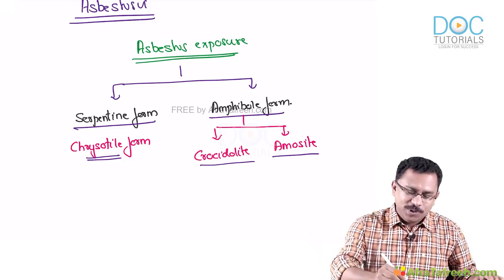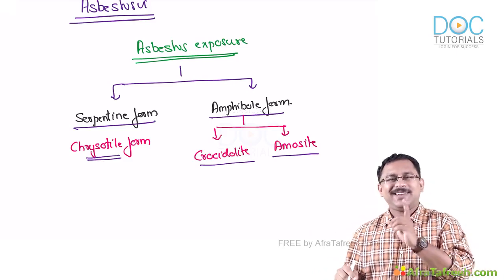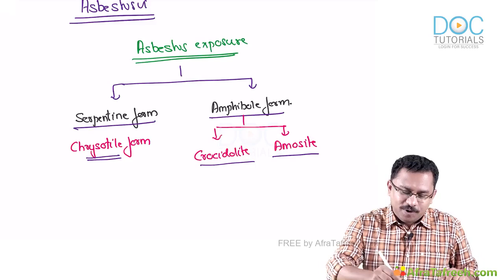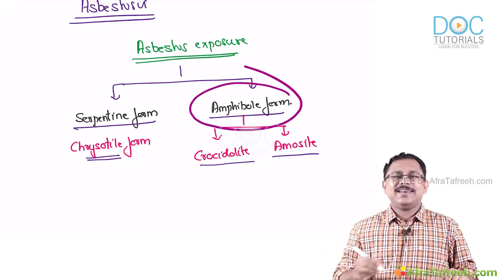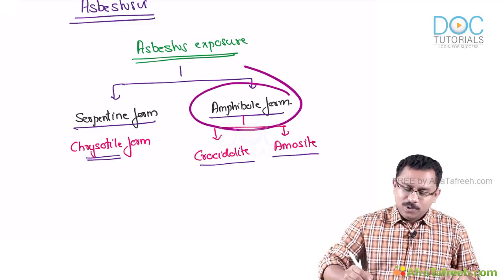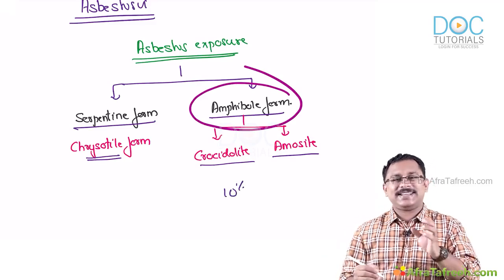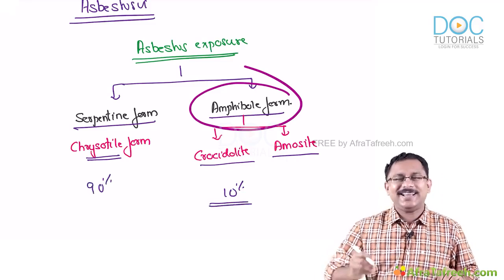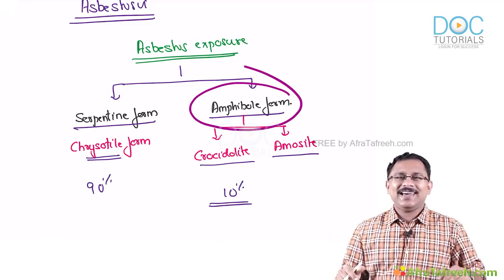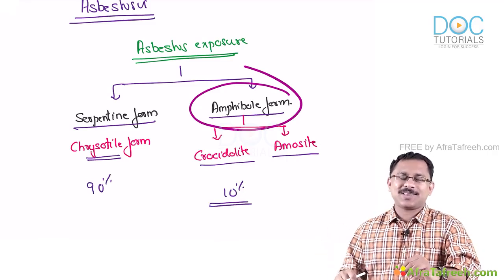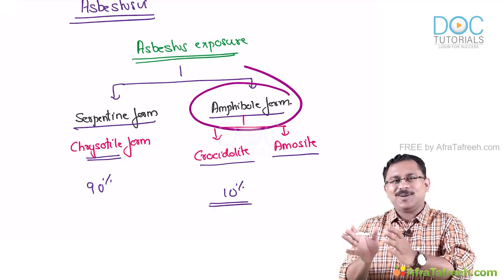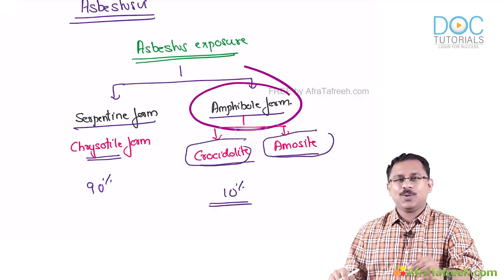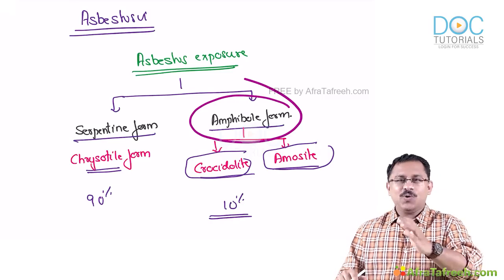And tell me who is going to be your villain. Is it going to be your serpentine or amphibole form? Any guesses? See, it is your amphibole form, that is your villain. Though only 10% of asbestos exists in the amphibole form, 90% is in serpentine, but this 10% is the one that is problematic and can result in asbestosis. So this is your troublemaker, the amphibole form, that is your crocidolite and your amosite. Okay, all right. So you know who is the villain.